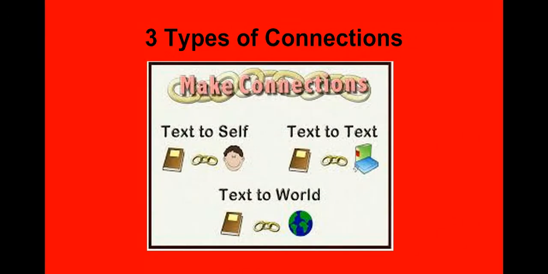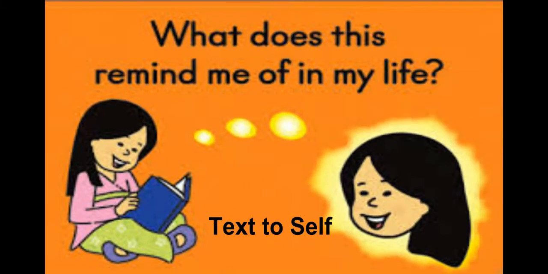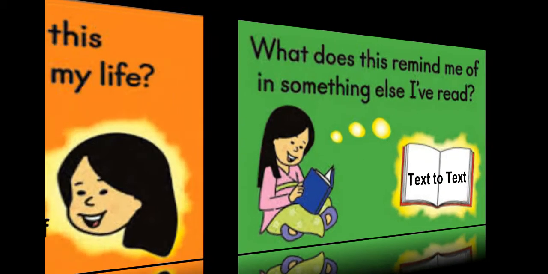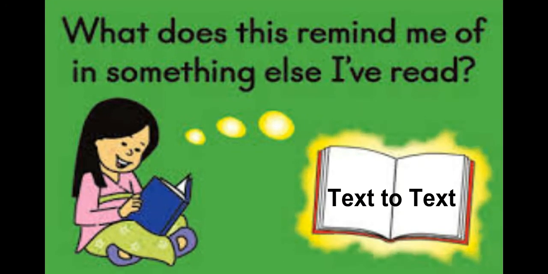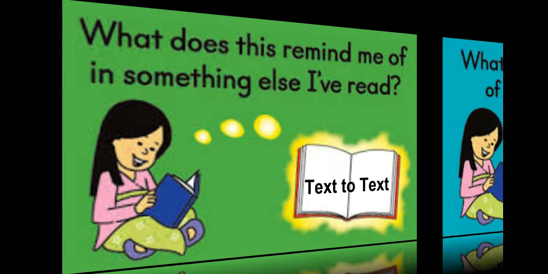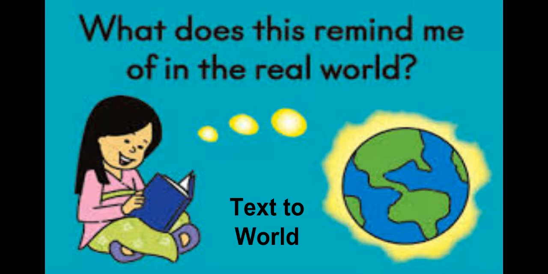There are 3 main ways you can make connections: text to self, text to text, and text to world. Text to self is when you make connections between something you've read and your personal life. It carries a strong emotional charge because it is personal and helps us better remember what we read. Text to text is when you make connections between what you're reading and something you've read, seen, or heard, like a movie or song or another book. Text to world is when you make connections between what you've read and the broader world.